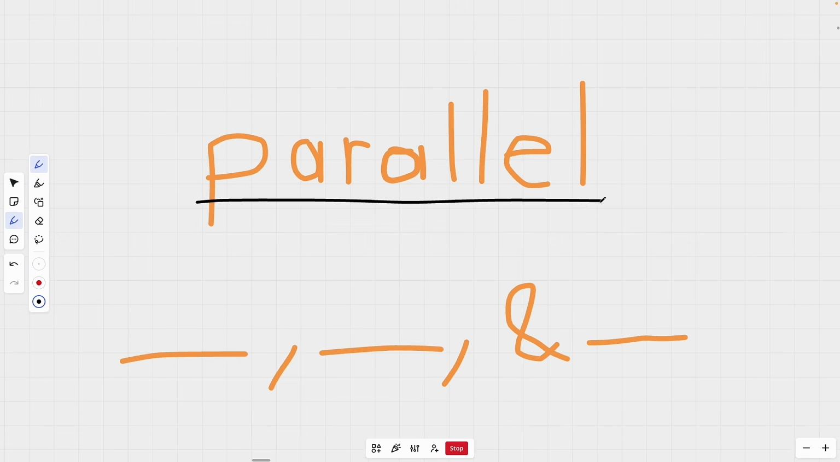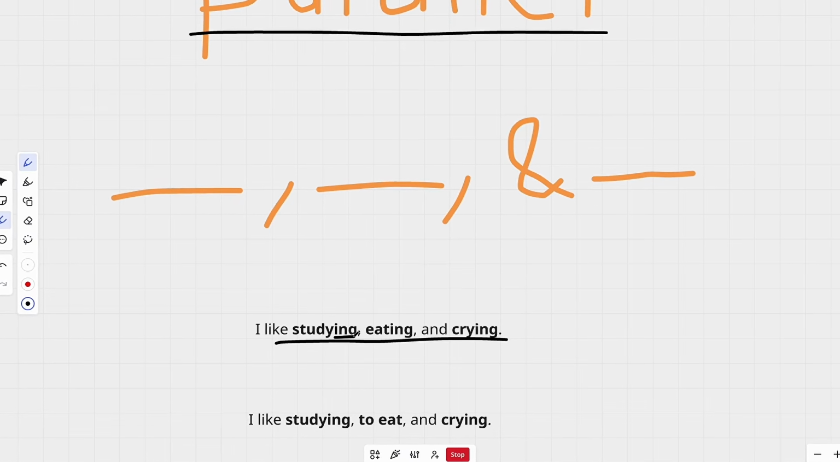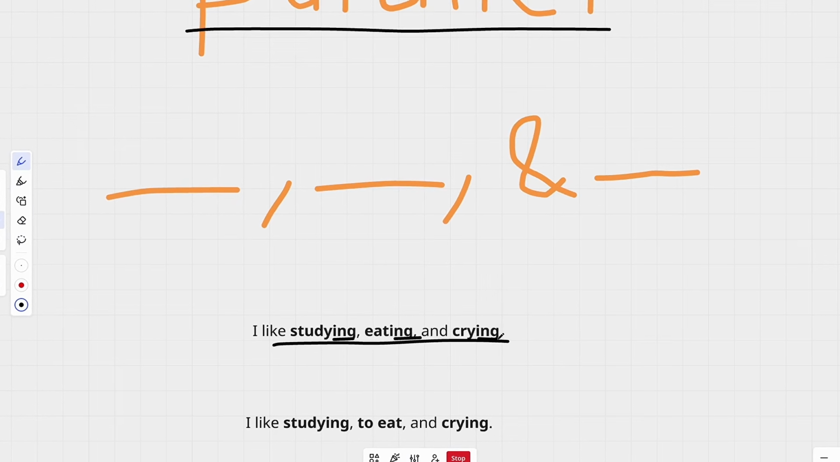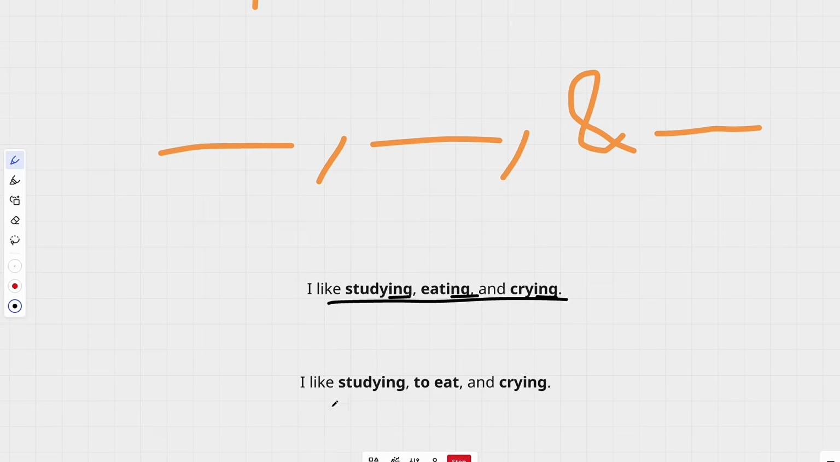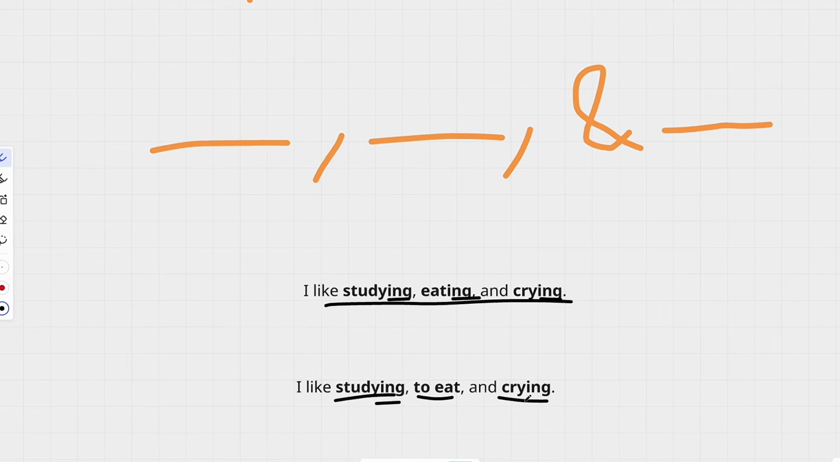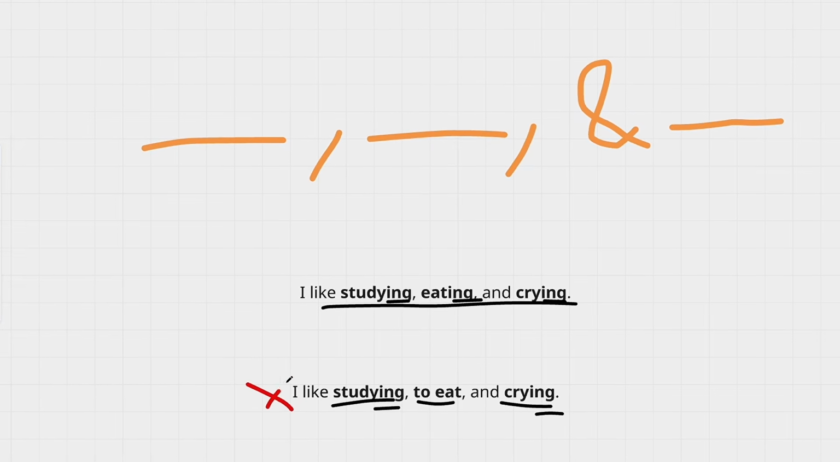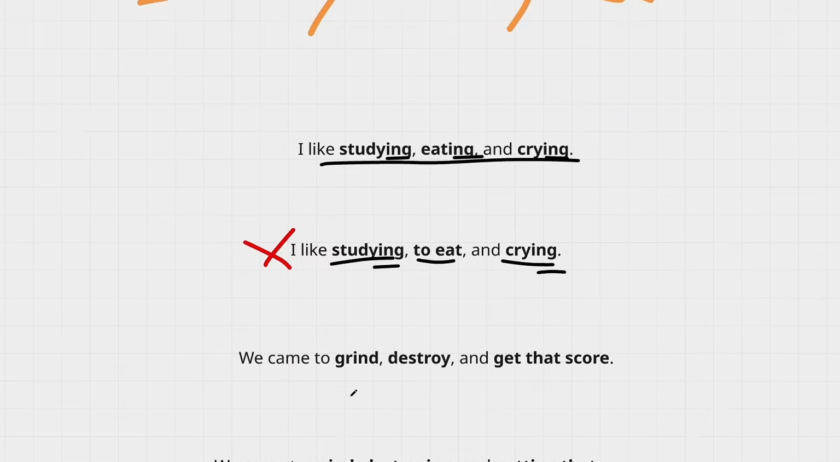Parallel usage of words. "I like studying, eating, and crying." That's parallel because they all end in -ing. No changes, they're all the exact same. But look at this sentence: "I like studying, to eat, and crying." You have two words with the -ing, but then you have one word that is "to eat." And so this would actually be incorrect. You cannot use that in the sentence.